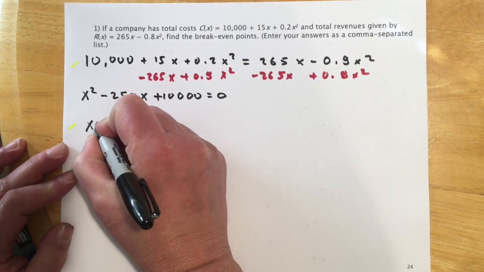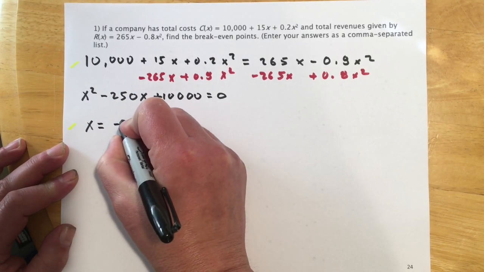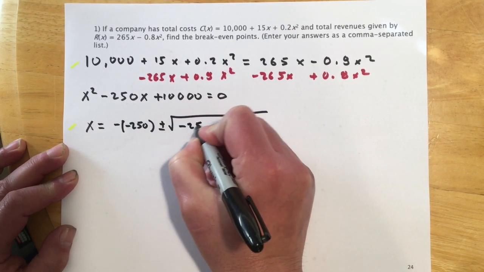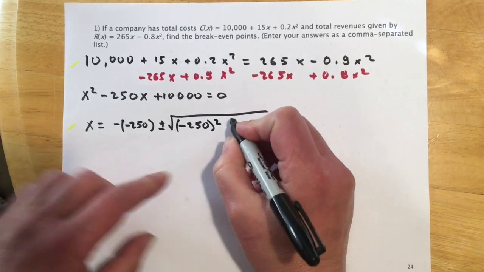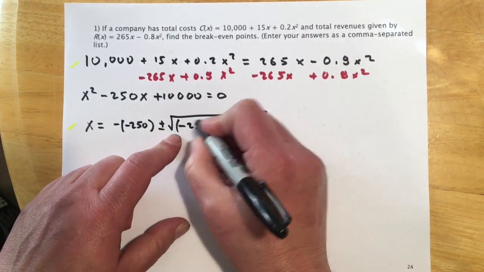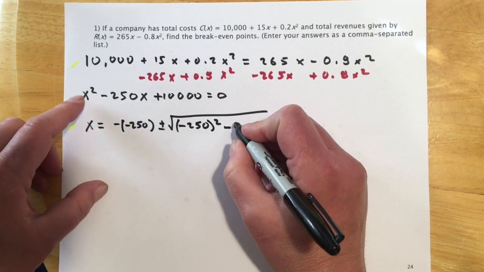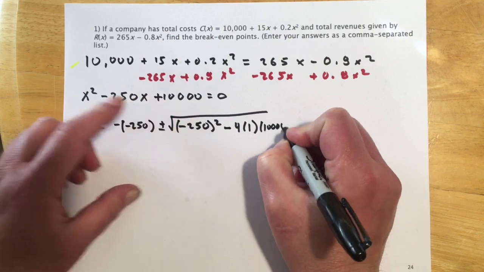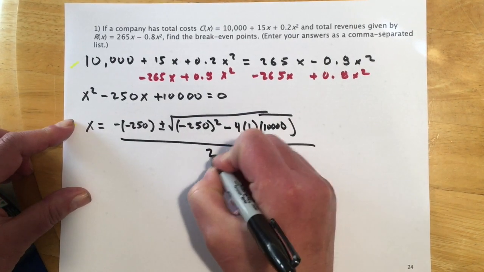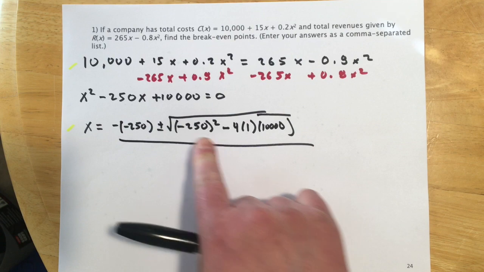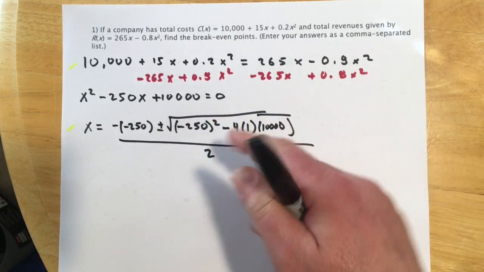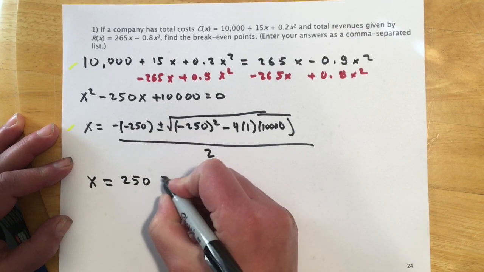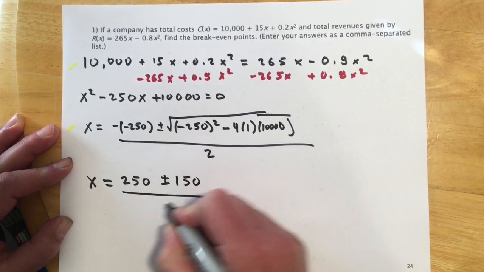And that will look like negative b, so negative of negative 250 plus or minus negative 250. Careful to quantity square that. Sometimes people will put the parentheses and then this comes up negative. Minus 4, a is 1, and then c is that 10,000, all over 2. So then next I threw all this in the calculator and took the square root, and that got me to x equals 250 plus or minus 150 over 2.